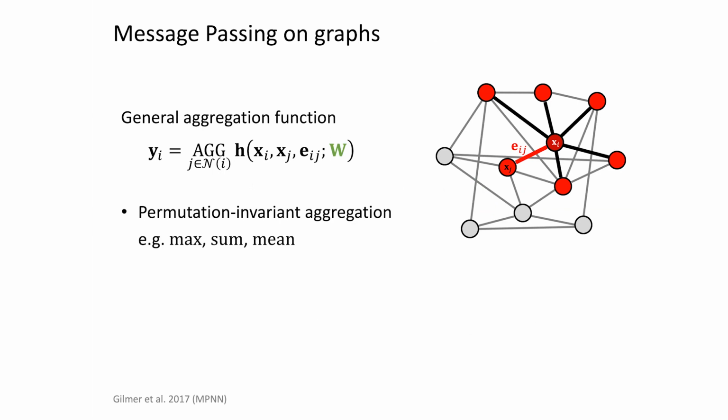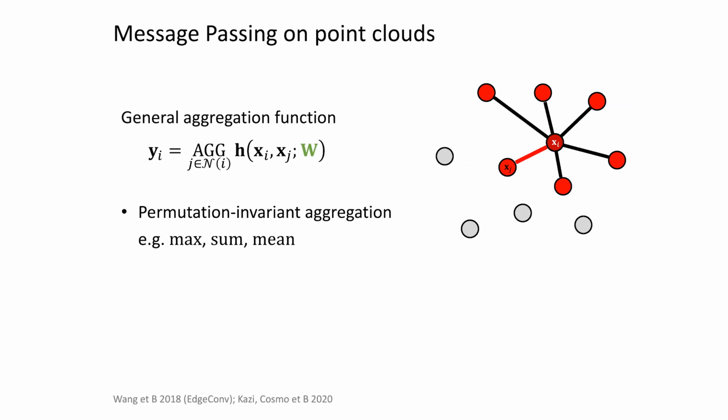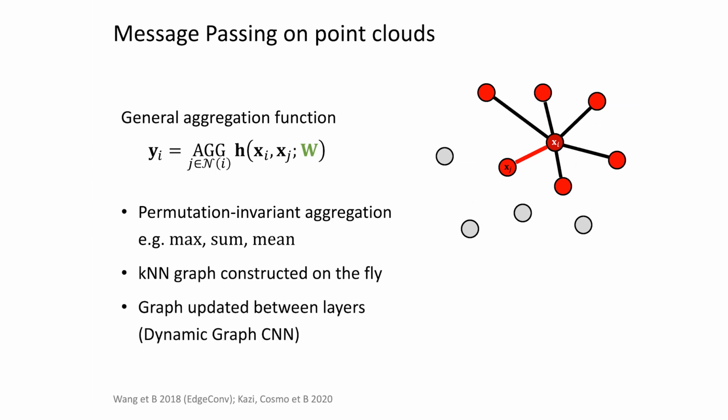maximum, sum, or average. And you can use this kind of construction for point clouds where you don't have the graph, and you construct the graph from the features themselves by using k-nearest neighbors. It can be constructed on the fly, and it can be updated between layers. That's why we call this dynamic graph CNN. This was an architecture developed by Yue Wang from MIT, with whom I collaborated during my sabbatical there.